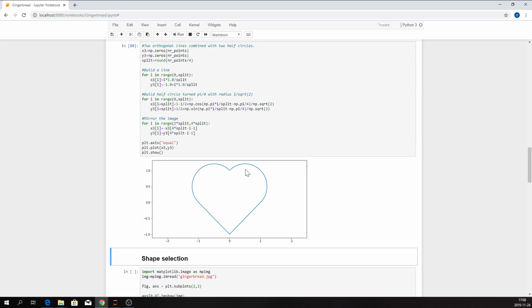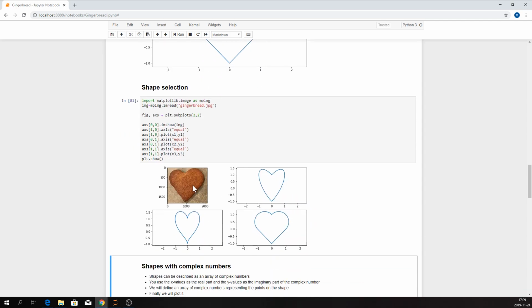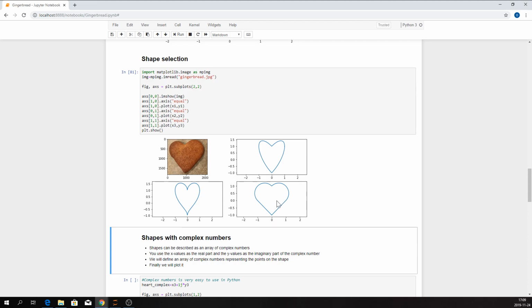Okay, I think that's similar to my heart, but let's plot them all together. Okay, so here you can see the image, here you can see the one from Stack Exchange, here you can see my attempt to modify that, and here you can see the last option. I think that's the one that is most close to my original gingerbread, so we'll continue that.